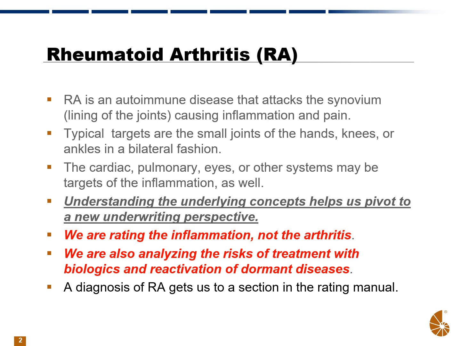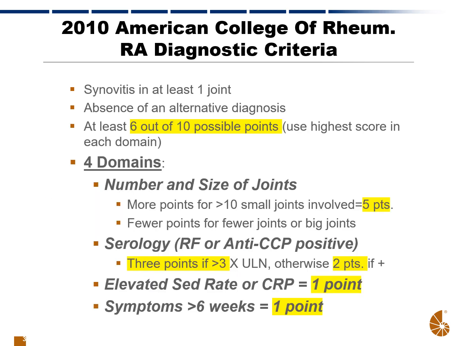So we are analyzing the risks of treatment with biologics and the possibility of reactivating dormant diseases with those new treatments, as part of our understanding of rheumatoid arthritis and the treatments that can be utilized. A diagnosis of rheumatoid arthritis gets us to a section in the rating manual, but we need to understand the underlying risks involved. So we're still using the 2010 American College of Rheumatology diagnostic criteria for rheumatoid arthritis.